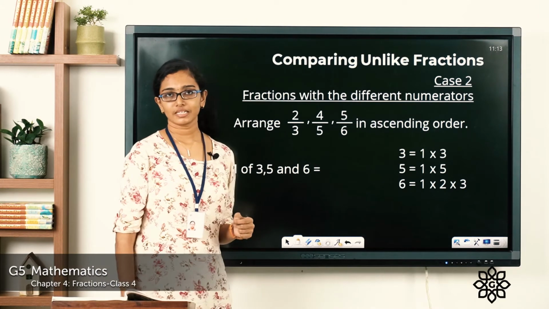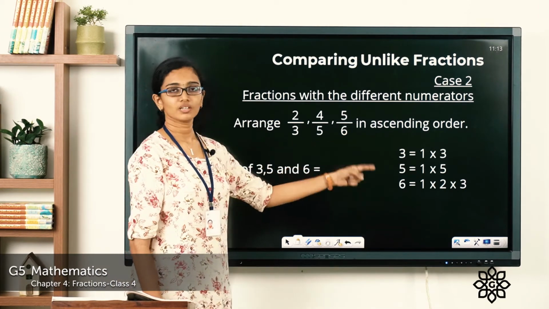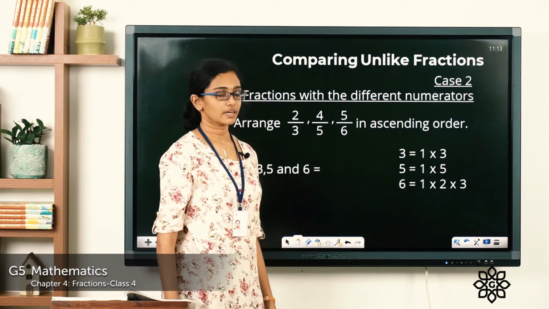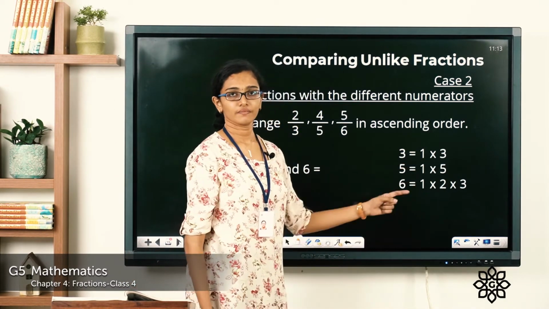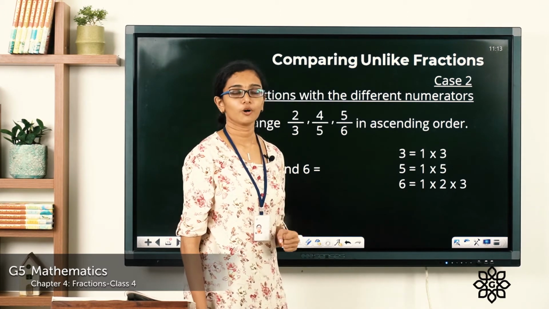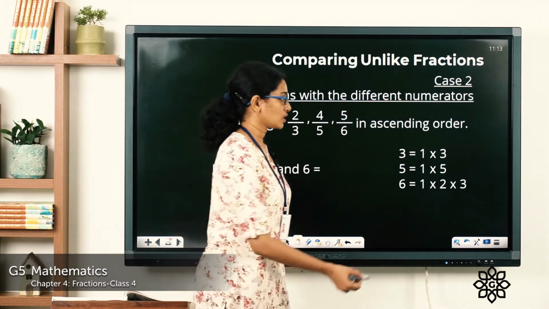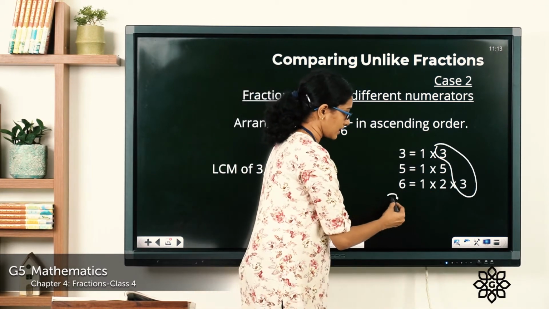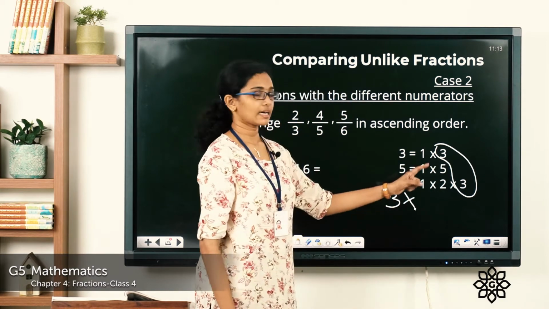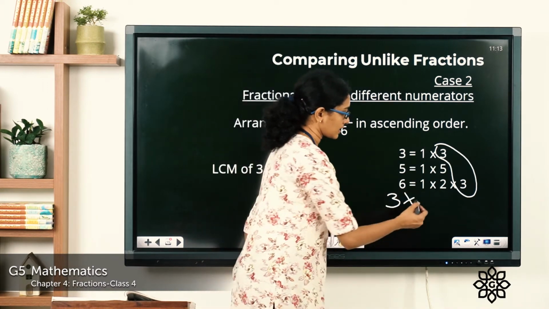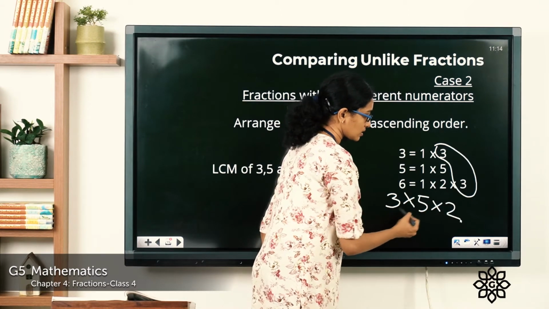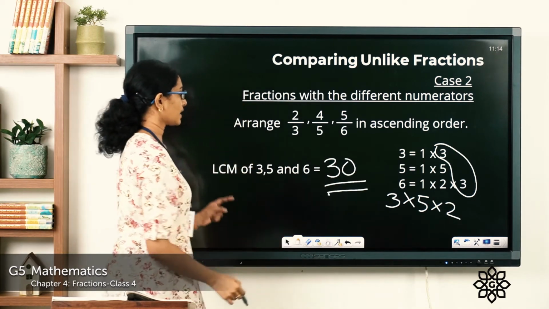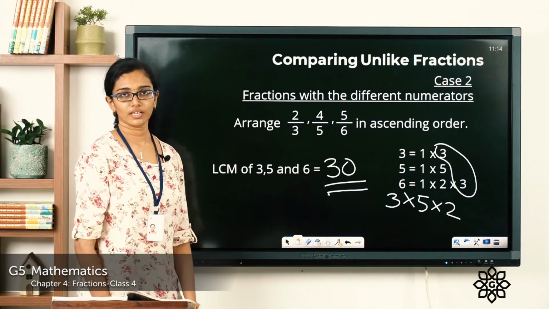Which are the denominators here? 3, 5 and 6. Let's find out the LCM of these denominators. Here we have the numbers factorized. How do we take the LCM? We have to take the product of the common and non-common prime factors. Which are the common prime factors here? We have 3 as a common prime factor. We take the product 3 into, and the non-common prime factors are 5 and 2. So, what is 3 into 5 into 2? It is equal to 30. So, the LCM of 3, 5 and 6 is equal to 30.